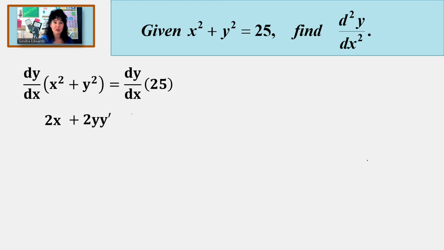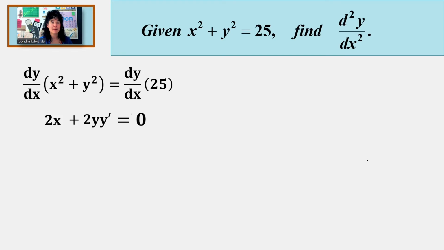Now the derivative of 25 is 0. I have no idea why, it's like you get caught up in focusing on y's versus x's, and I cannot tell you how many tests or homework assignments that you get to the derivative of 25 and you write 25. But you all know the derivative of a constant is 0, so just be careful there.